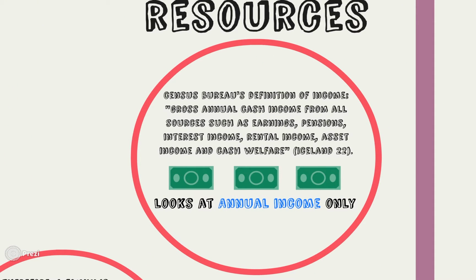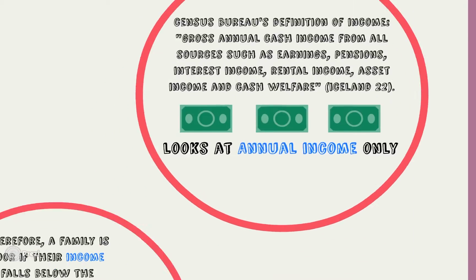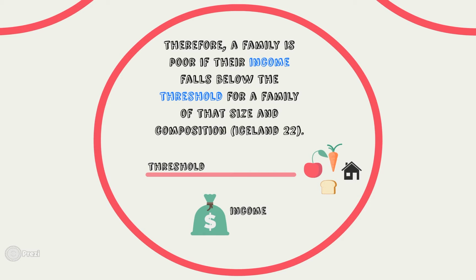Next, the OPM defines a family's package of resources. This includes gross annual cash income from all sources such as earnings, pensions, interest income, rental income, asset income, and cash welfare. It is important to note that the OPM is only looking at annual income. Therefore, a family is poor if their income falls below the threshold for a family of that size and composition.